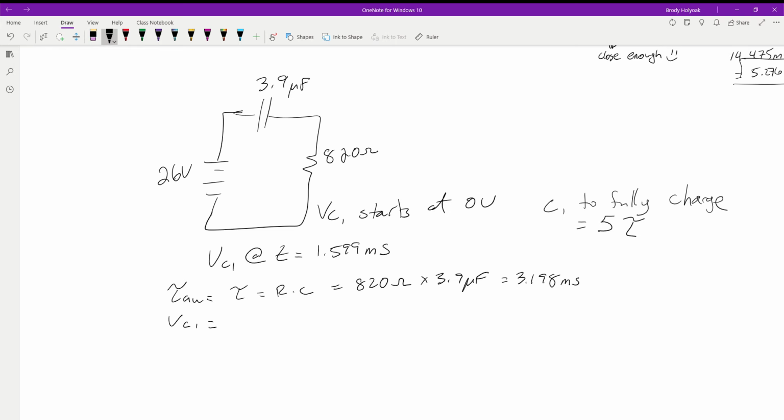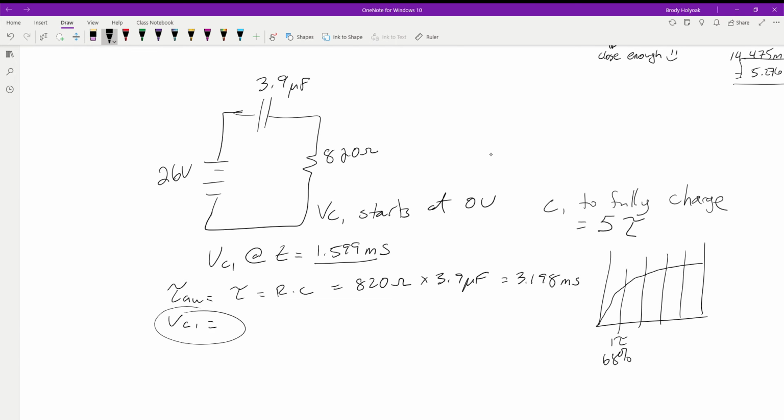So now basically what we have at this point is enough information to solve. We want to know what is the voltage of the capacitor 1 after so much time. Now when we look at it, we have 1.599 milliseconds, which, compared to our tau, is not even 1 full tau yet. So remember on our chart, this is the curve of where the capacitor charges to. This is 1 tau, 2 tau, 3 tau, 4 tau, 5 tau. So at 1 tau, remember, we are at 68% fully charged.